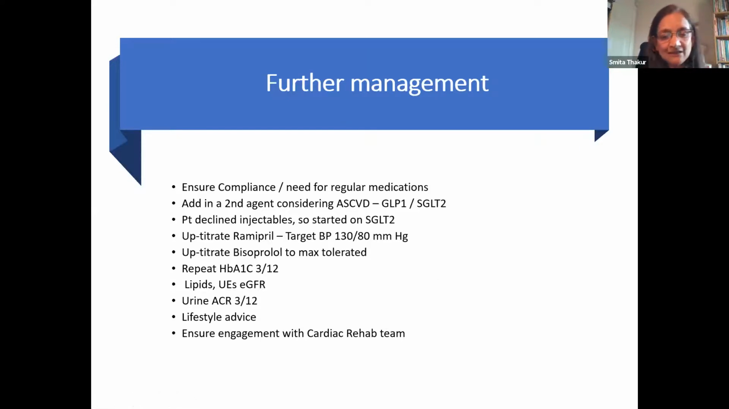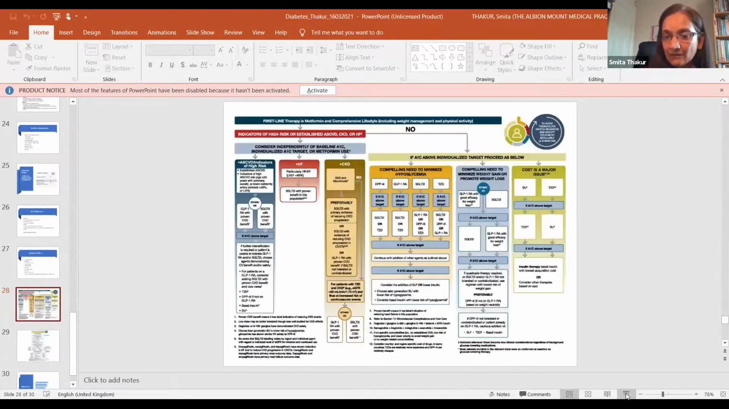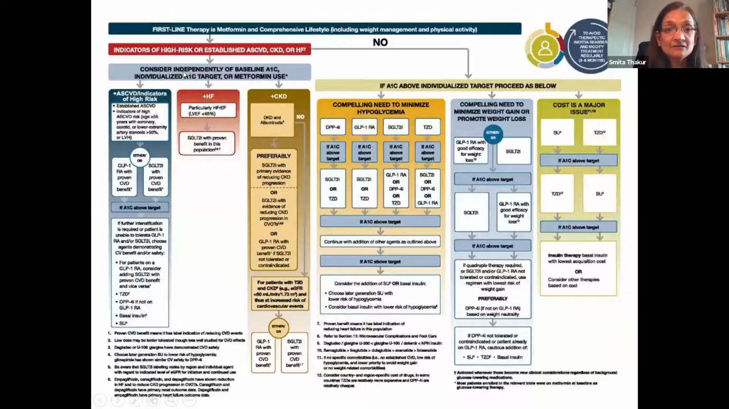Obviously, he has not been compliant with his medication. He's not attended his reviews and ended up having a microvascular complication. So we have to emphasize that he needs to take his medicines regularly. Considering the second agent, I would like to go on to the American Diabetes Association's latest guidelines, which came out in January this year. Someone with atherosclerotic cardiovascular disease needs an SGLT2 or a GLP-1. So if we follow these guidelines, this is what we should put him on.